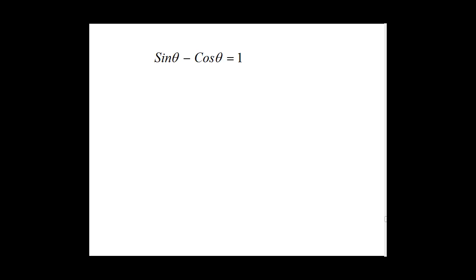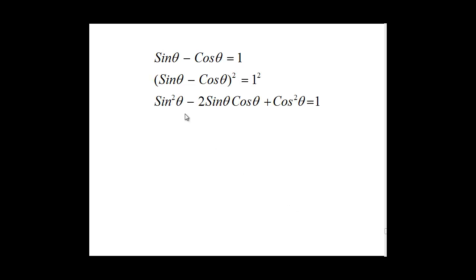There's a lot of different ways to do this. One is to just square both sides. So you have sine minus cosine, squared, is equal to 1 squared. And then you square out the binomial, so you get sine squared, multiply them and double it, so it's -2 sine cosine, plus cosine squared is equal to 1. Now, cosine squared plus sine squared is 1, and 2 sine cosine is the double angle formula.